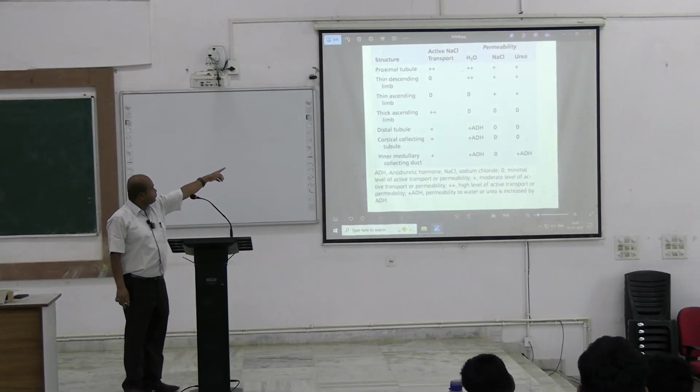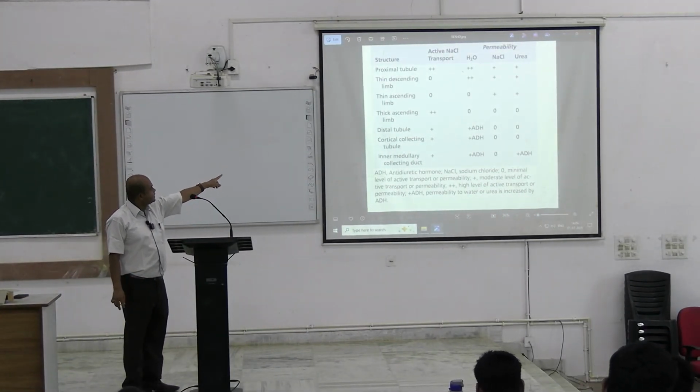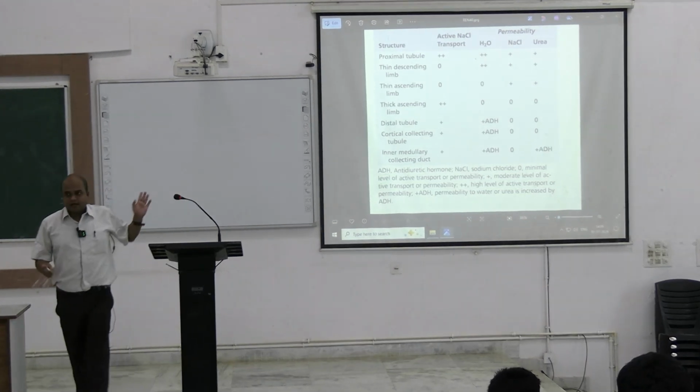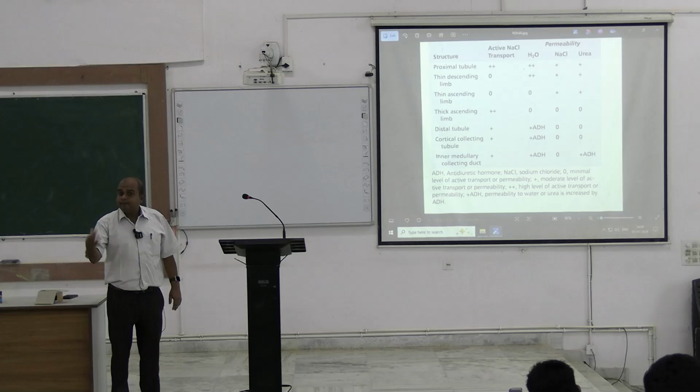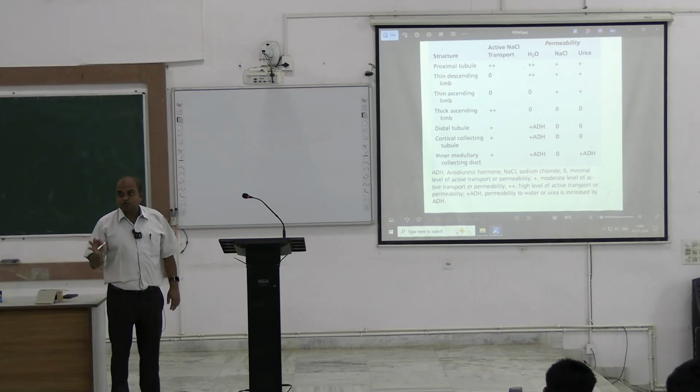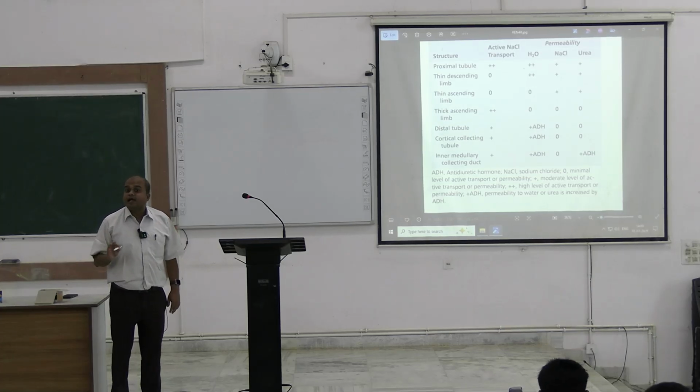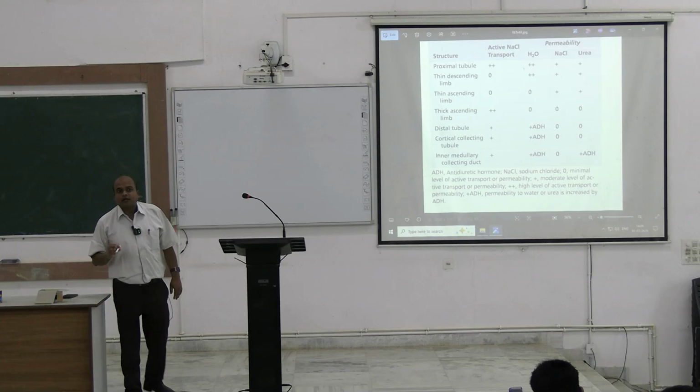So just see in the thick ascending limb and the distal tubule. In the early part of the distal tubule it is also impermeable to water. So these are called the diluting segments.